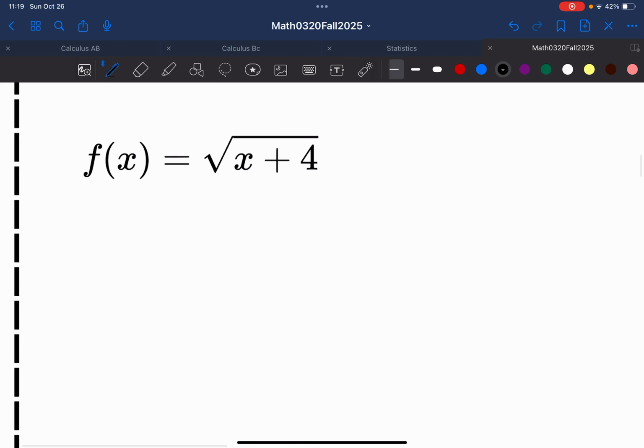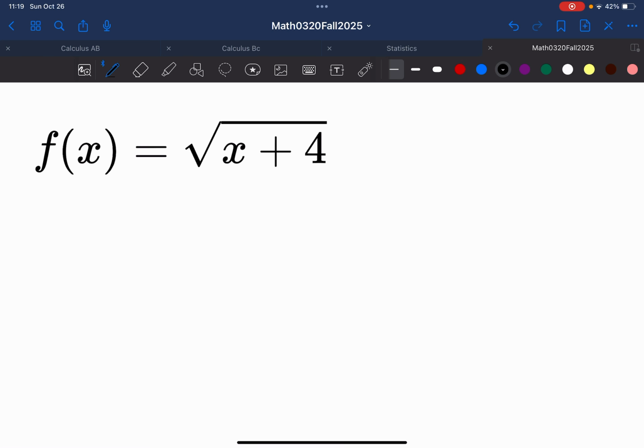Okay, this one is no longer a fraction, but it's a square root, and we know that inside the square root cannot equal a negative number, which means that we need to see what value this will give us if we make it negative. And in order to make it a negative number, it has to be less than 0. So I have x plus 4 is less than or equal to 0.